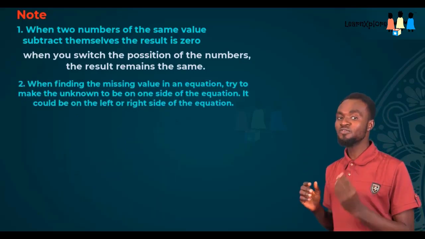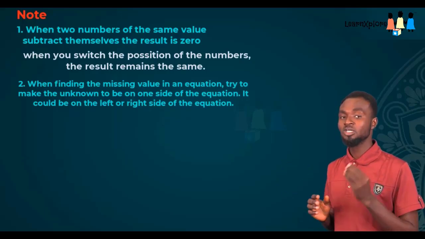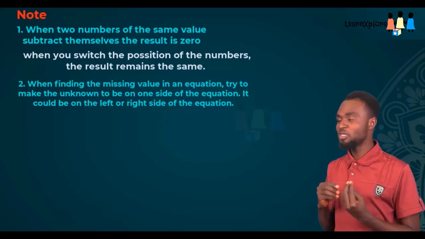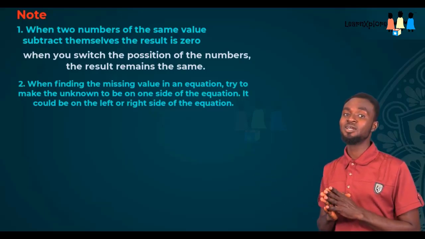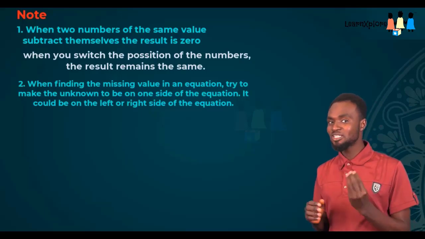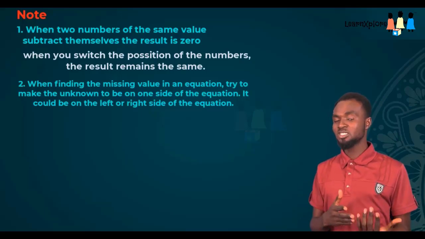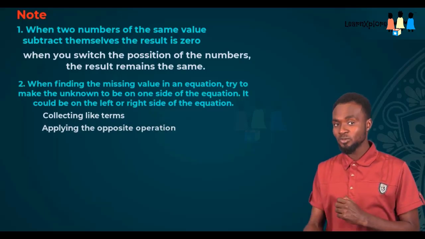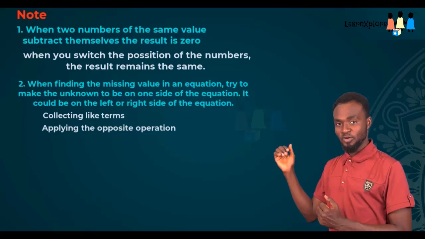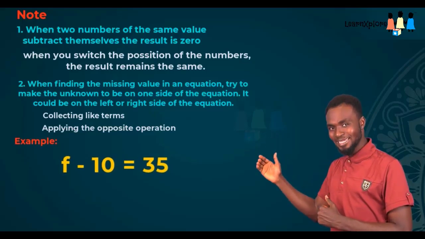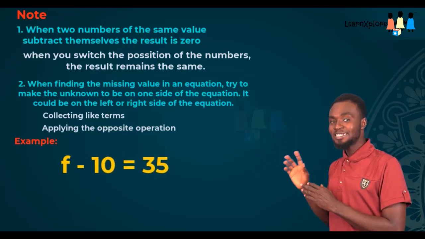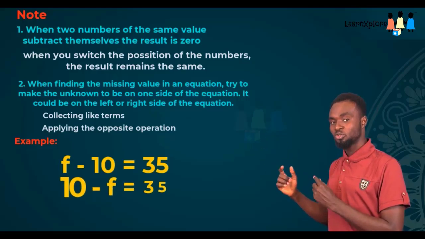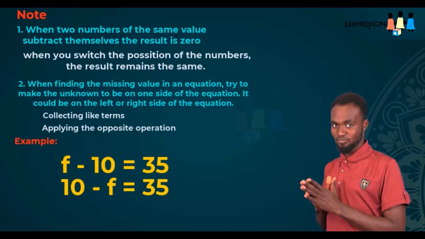Secondly, when you want to find the missing value in an equation, try to make the unknown to be on one side of the equation. It could either be on the left or on the right hand side of the equation. We can achieve that through many methods. One method is by collecting like terms. Another method is one I'm teaching you today by applying the opposite operation. For example, if you have f minus 10 is equal to 35. In this case, f is in front. When f is at the middle, the method to apply is different.